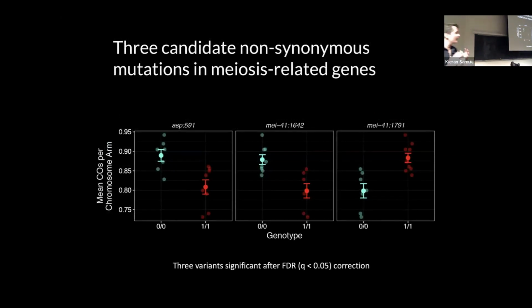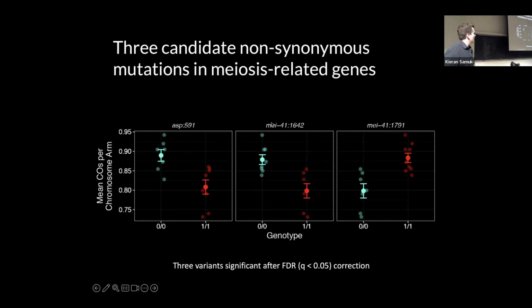Okay, so we found 3 candidate non-synonymous mutations in meiosis-related genes. Here they are. Each one of these little boxes just shows the 2 possible genotypes. Remember, these are inbred lines, so there are no heterozygotes. On the y-axis, we have the mean crossovers per chromosome arm for that genotype. Here's one particular residue in this gene, ASP, and you can see that if you have one form, you have lower recombination rate, and the other you have higher.